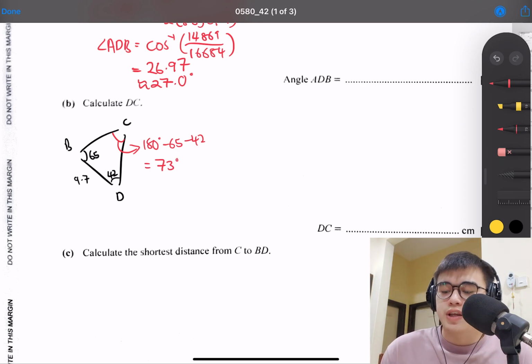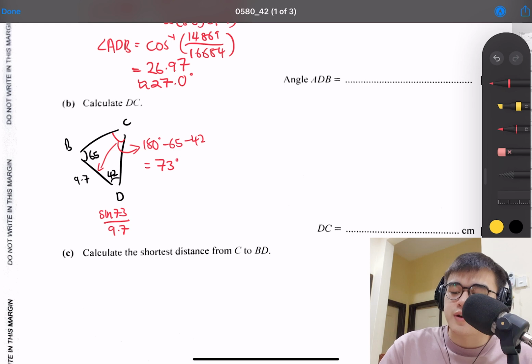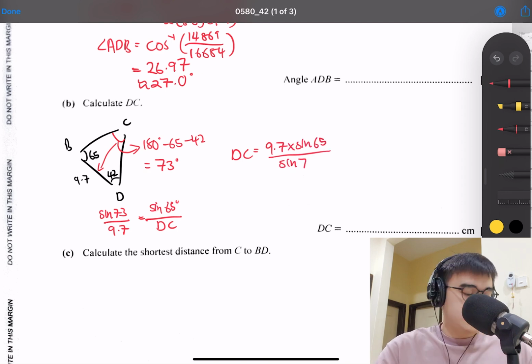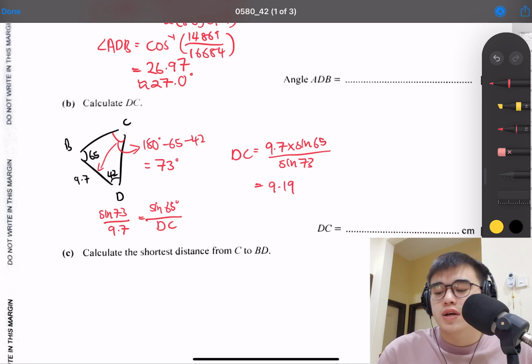So with this 73 here, you may proceed with your calculation by writing sine 73 over 9.7, because it is the opposite of it. And to fulfill the requirement of getting DC, I'll be using the 65 degrees that was shown over there. Over DC. So our DC's value will be 9.7 times sine 65 divided by sine 73. So your final answer is expected to arrive at 9.19 centimeters. Okay, so this is how you solve part B.